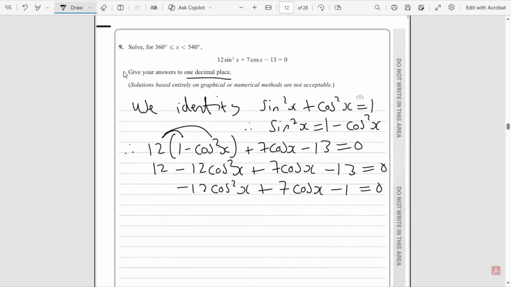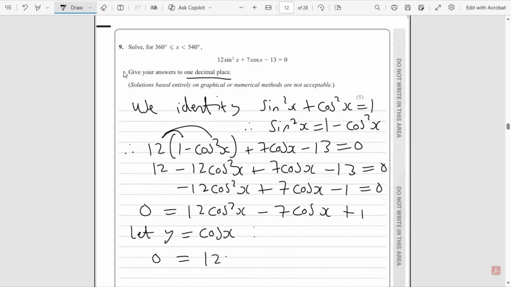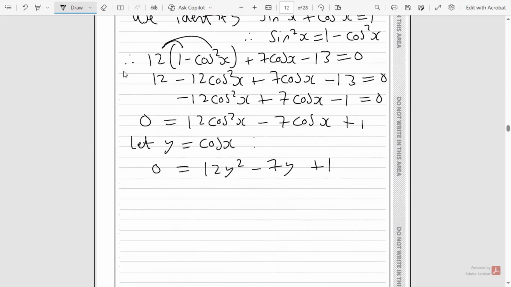I'll move everything to the other side of the equation, just to make the coefficient of cos squared positive. So this becomes 0 equals 12 cos squared x minus 7 cos x plus 1. Hopefully you will notice that this is a quadratic in disguise. So we can let y equal cos x, and then this clearly becomes a quadratic: 0 equals 12y squared minus 7y plus 1. Now, we can try and solve this quadratic. What I'll try and do is factorize it.